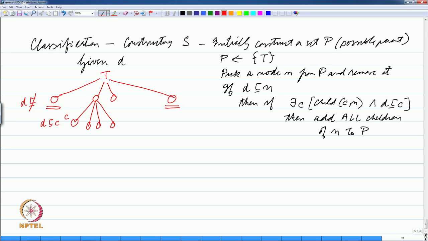So, these red circles are the nodes in P. Let us say this cross means that I have thrown it away, and let us say for this one also I add the children. So, I of course remove it from P. What is left in P is all the children of some nodes. Which nodes? Those which subsume D.